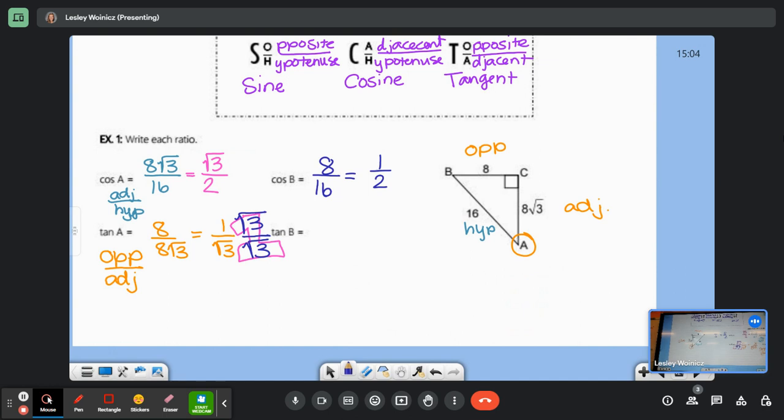Root 3 over root 3 is 1, right? So now 1 times root 3 is root 3. What's root 3 times root 3?